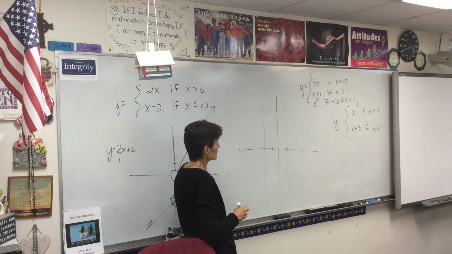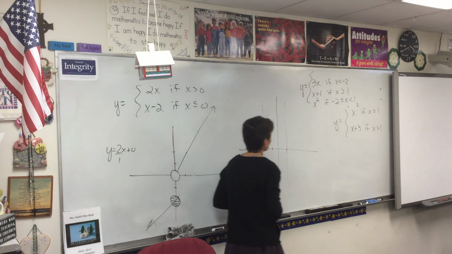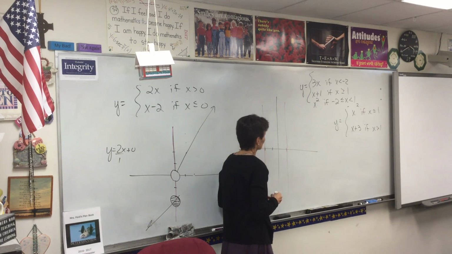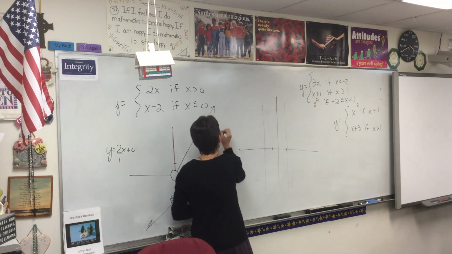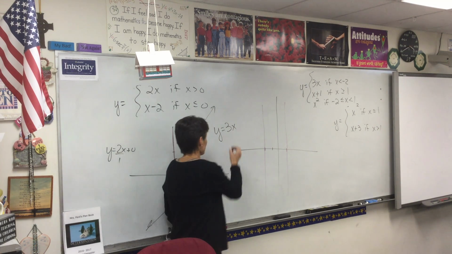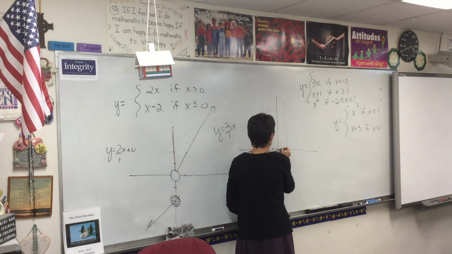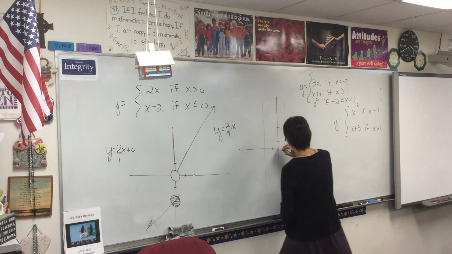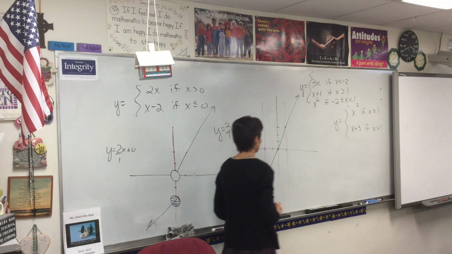Okay, so here we go, top line. 3x, y equals 3x. How do I graph y equals 3x? Just go up 3 and over 1. Well, I start at the origin and go up 3 and over 1. So up 3 and over 1, there is my line.